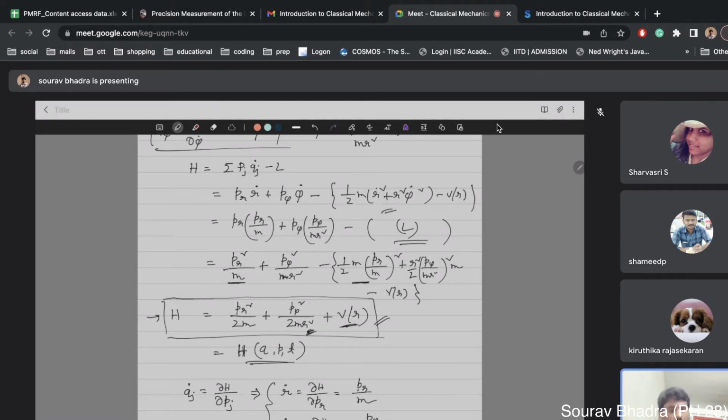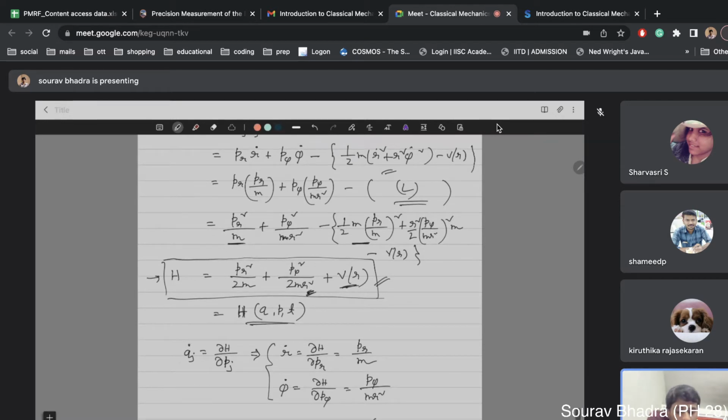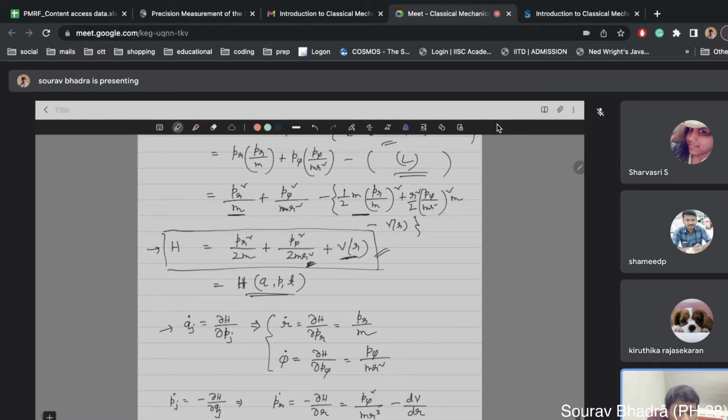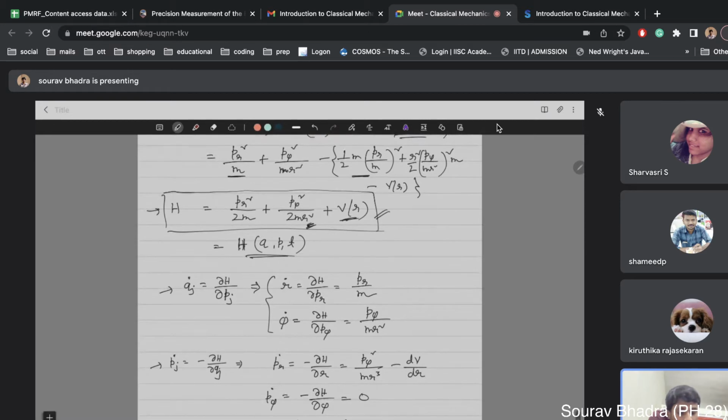Okay, so in that case, using these two equations, q_j dot equals del H by del p_j and p_j dot equals minus del H by del q_j, you can calculate the equation of motion. So here the equation of motion is p_r dot equals p_phi squared by m r cube minus del V by del r. And another important property of the system is that p_phi dot equals 0, which means p_phi is constant. So this is another way of studying any particular system using the Hamiltonian mechanics.